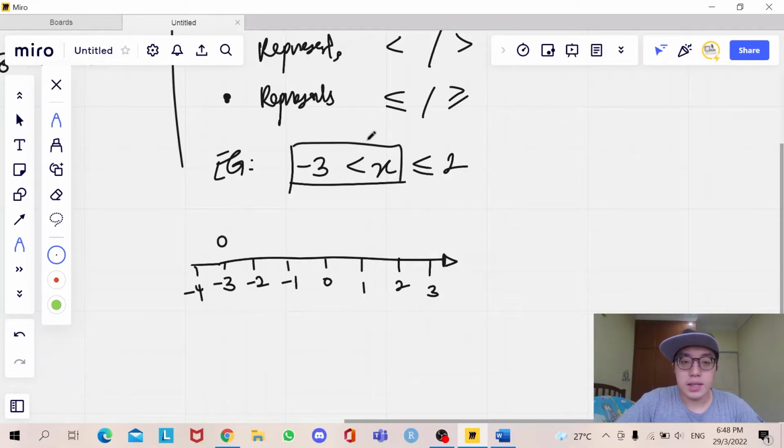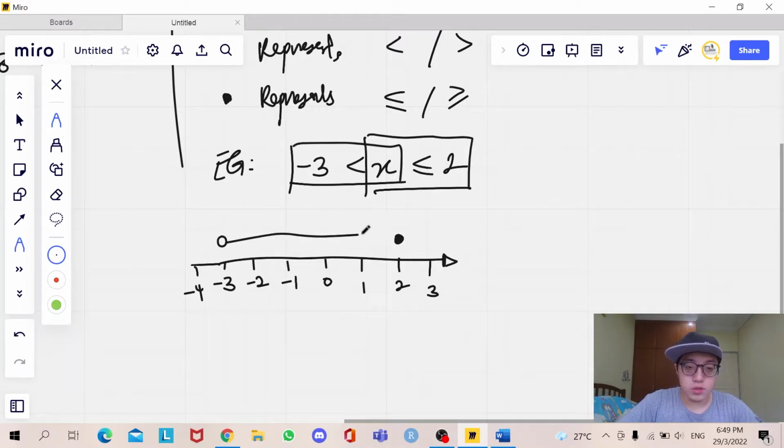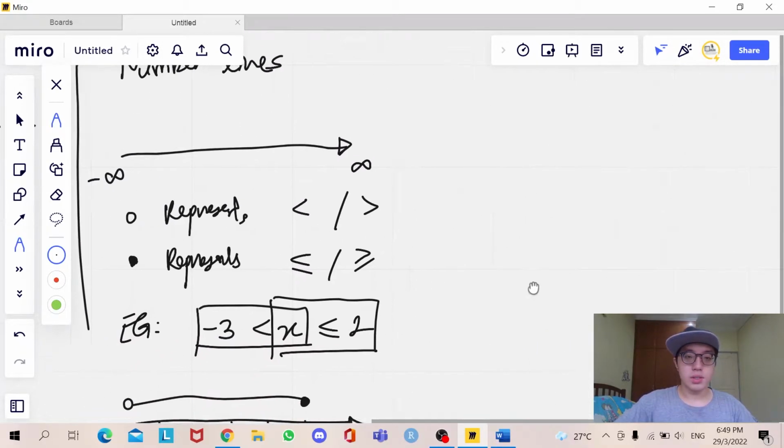And the second part here, x is lesser or equals to 2. So we can see that a filled dot is representing the sign with equals, so it will be a filled dot. And then we will just connect these two dots with a straight line. It's definitely not straight here because my hands are shaking. So this is how you represent it on a number line.